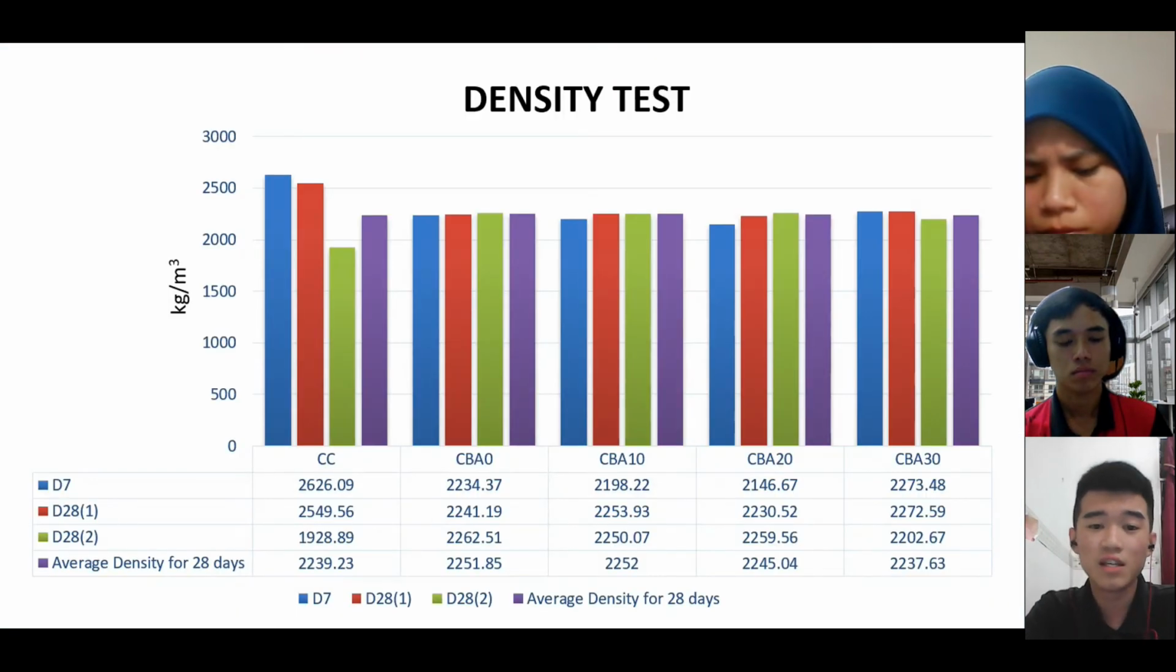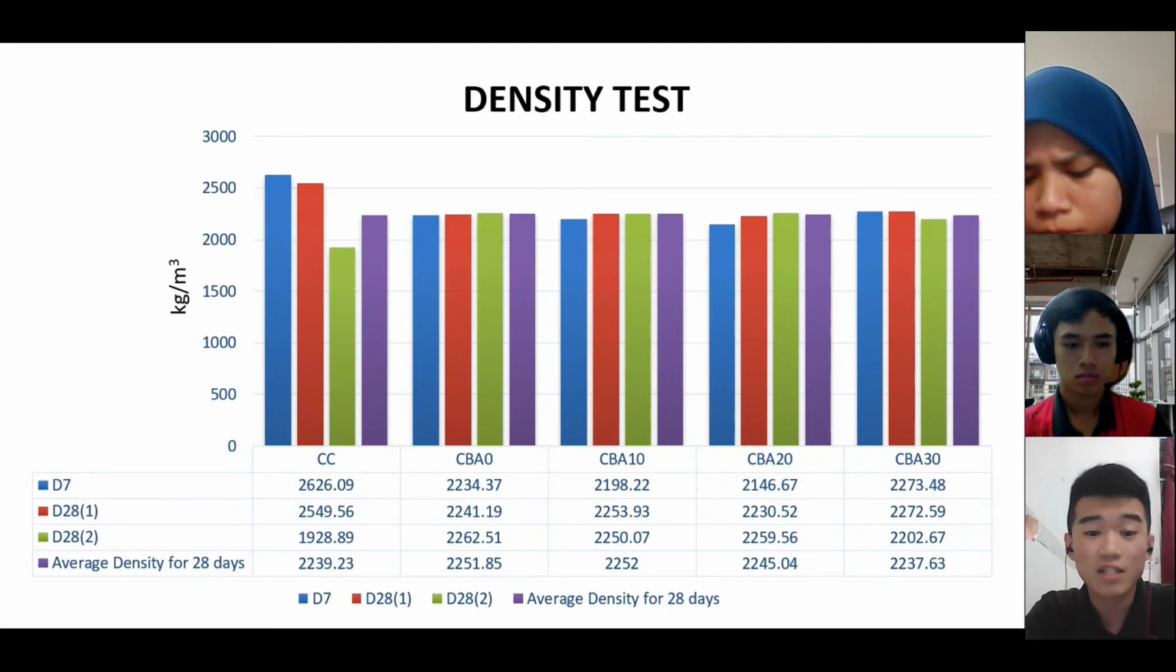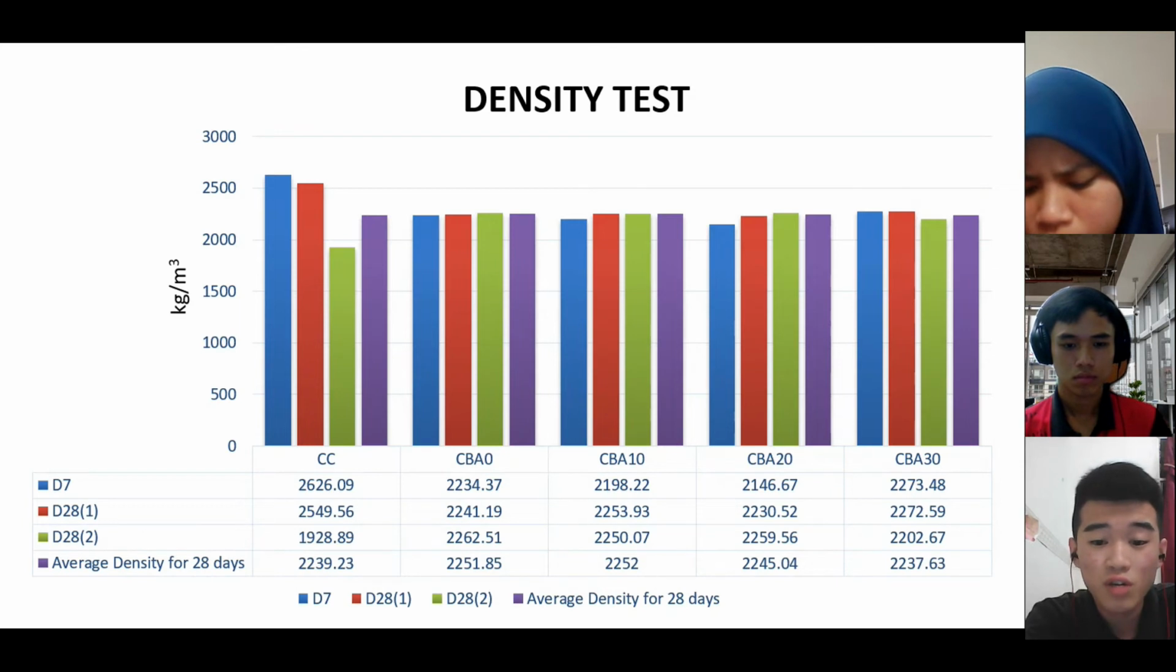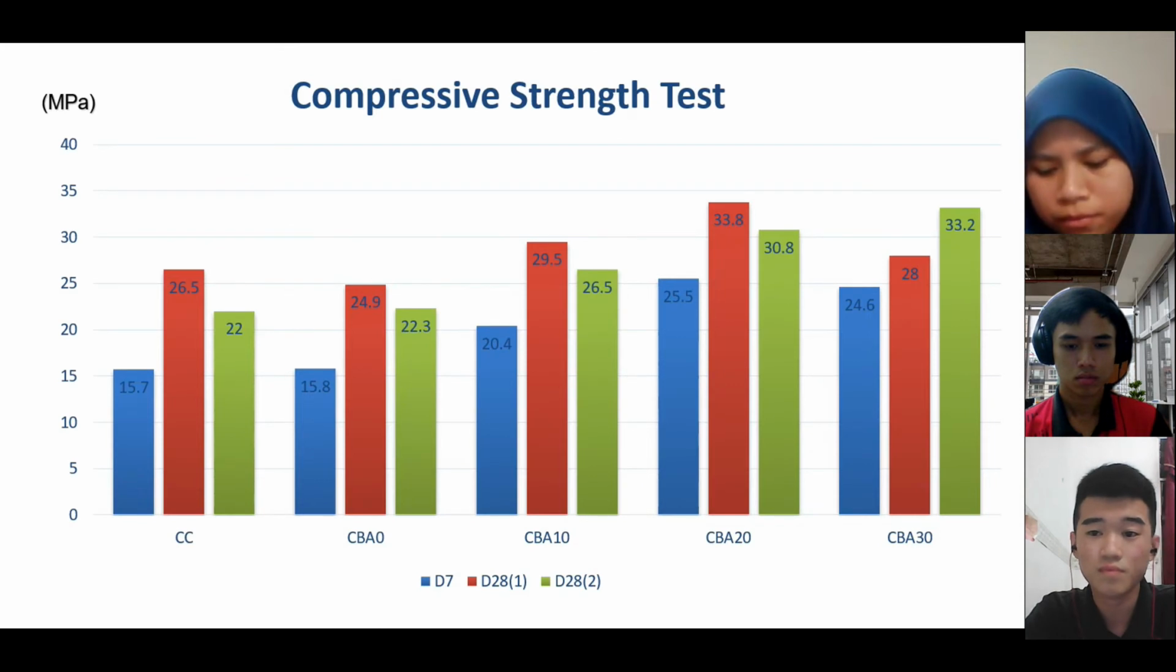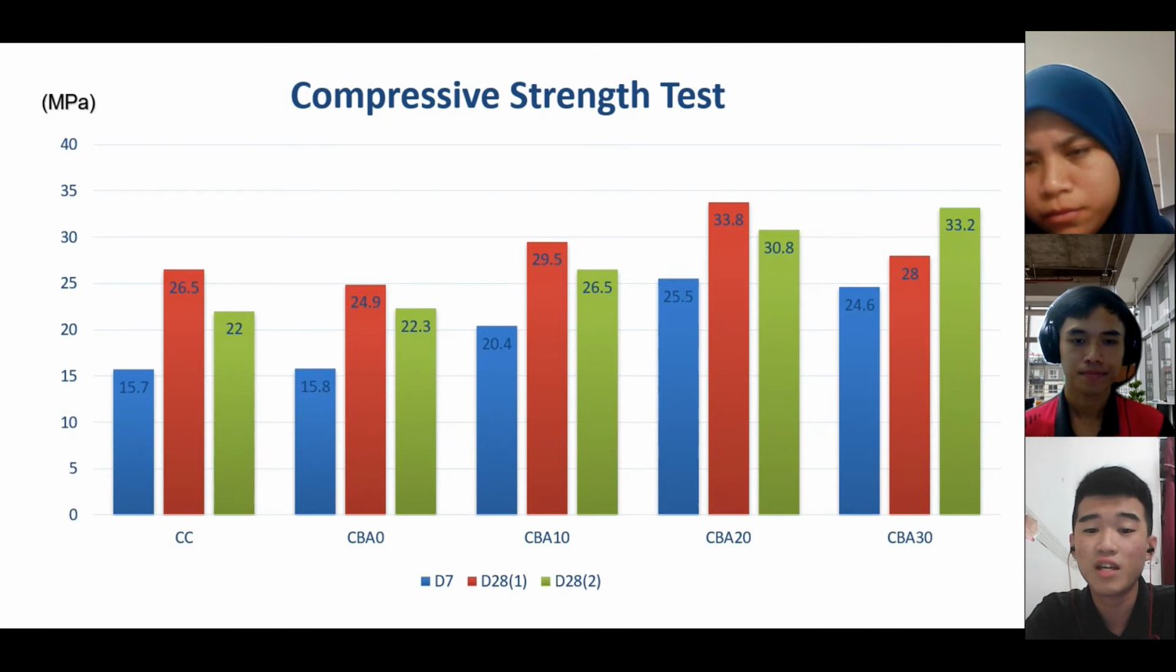And this is the result of the density test at 28 days. We calculate the average. Here we can see that the highest density at 28 days is 2,252. And this is the compressive strength test that we did.